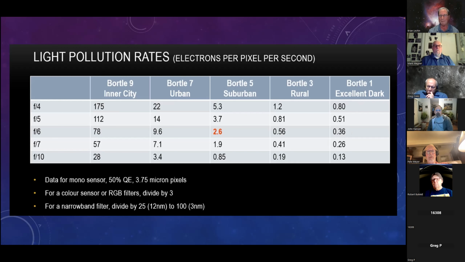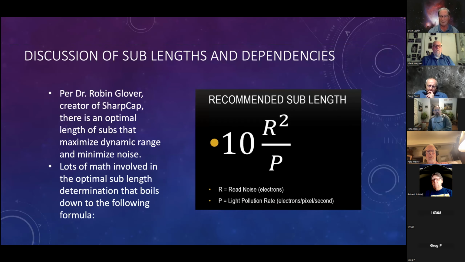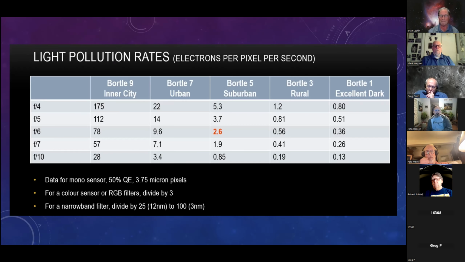So that's part of the formula. Remember, it was this guy back here. So you had to figure out the light pollution rate. And then he figures in a 50% quantum efficiency and 3.75 micron pixels. Now, think about it. You're going to filter out some of the effect of those if you have any filters in. So for RGB, you divide by 3. So this number would be divided by 3. It'd be less than 1. For narrowband, you divide by 25. That's how much it reduces it. And that's for a 12 nanometer filter.